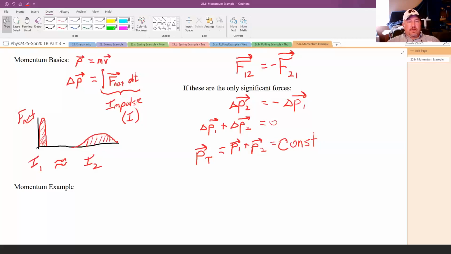So I'm going to do a short momentum example. I just went over the basics of momentum, which are in the Monday example recording, so I didn't bother recording that again.